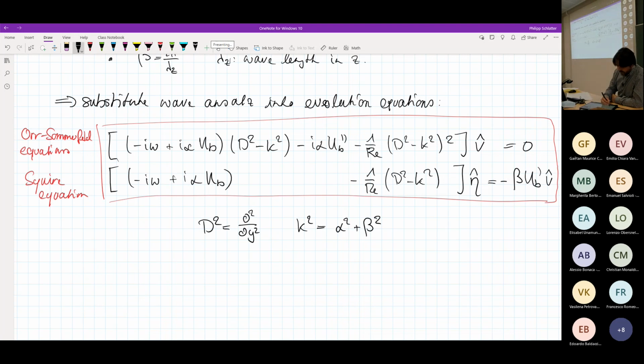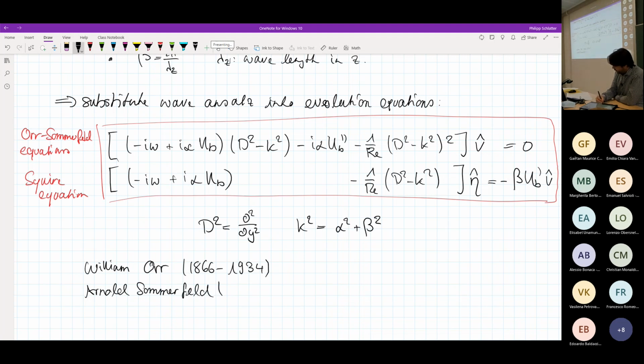Of course, as usual, I would like to tell you also the people behind it. So the Orr-Sommerfeld equations were derived by William Orr, who lived 1866 until 1934. And then we have Sommerfeld, which is Arnold Sommerfeld. And he lived 1868 until 1950.